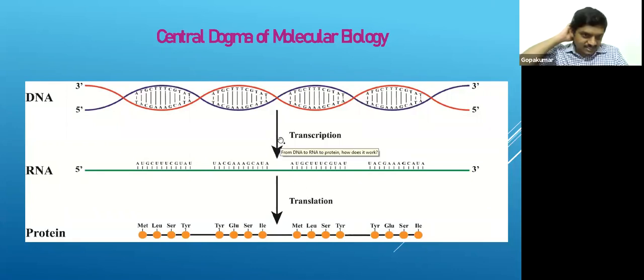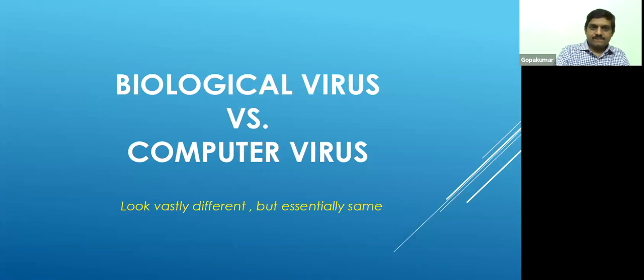So that is the protein. That is called the central dogma of molecular biology. Now we'll go to the similarity and dissimilarity between a biological virus and a computer virus. Even though there are a lot of differences between a computer virus and a biological virus, their working principle is almost the same.